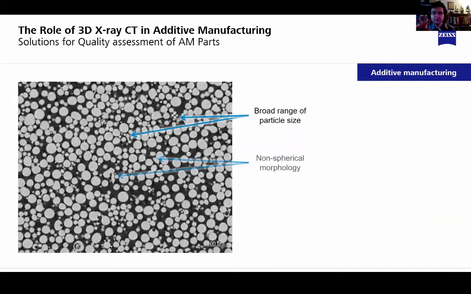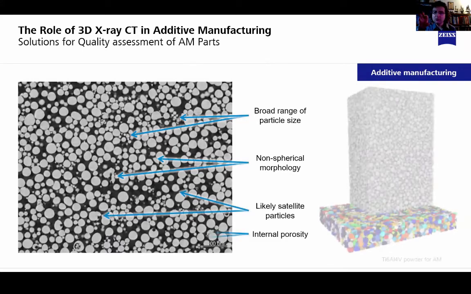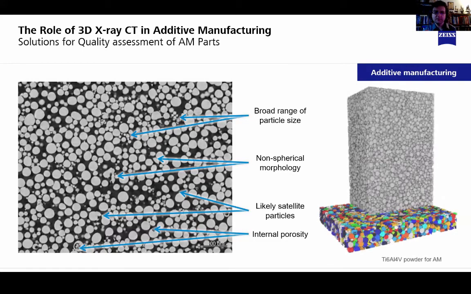Inspecting the powder before building the part is also important for additive manufacturing. And this is demonstrated here by the CT scan of a portion of 3D printing material. The more uniform the powder is, the more consistent is the build. But as you can see from the picture, the morphological characteristics of powder particles can be very diverse.